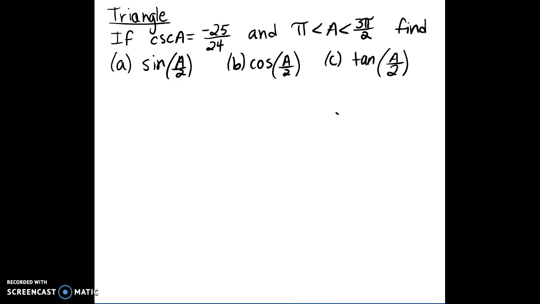All right, now when we go to draw the triangle, A is going to be in quadrant 3. Just like we did with the angles, we have to determine the quadrant for A over 2, so we can do the right positive and negative for the outside of the square root. So our first step is going to be to determine that quadrant.